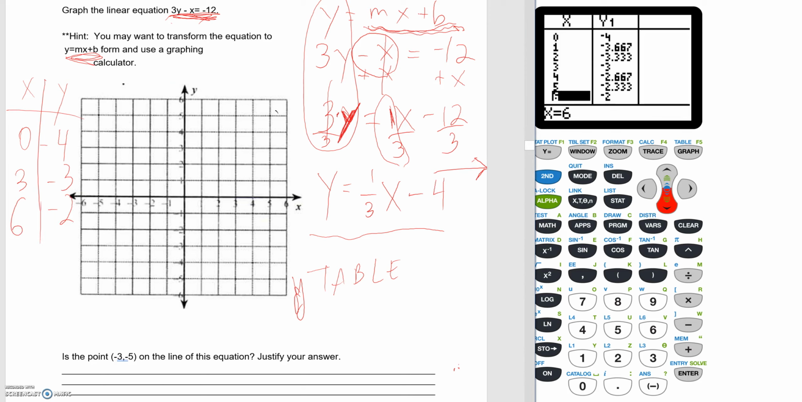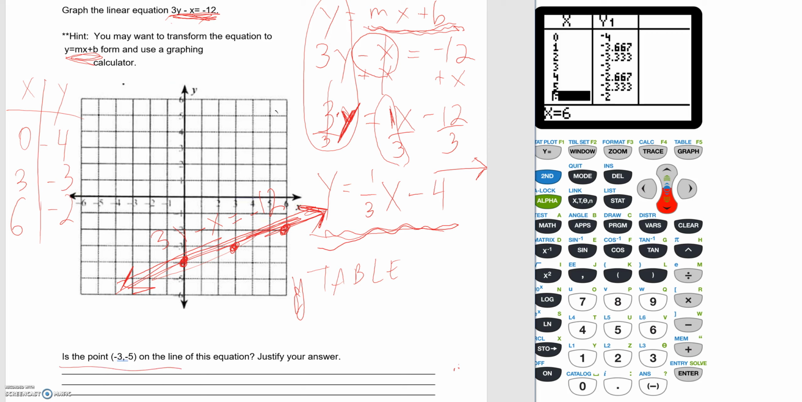So, if we plot these 3 points, 0, negative 4, 3 and negative 3, 6 and negative 2, we have a line. We should be using a straight edge so that you don't miss it completely like I just did. Using a straight edge to graph your line, do a better job than me, and put the equation of the line next to it, 3y minus x equals negative 12. It would be fine if you use this form of the equation, but original is always better.